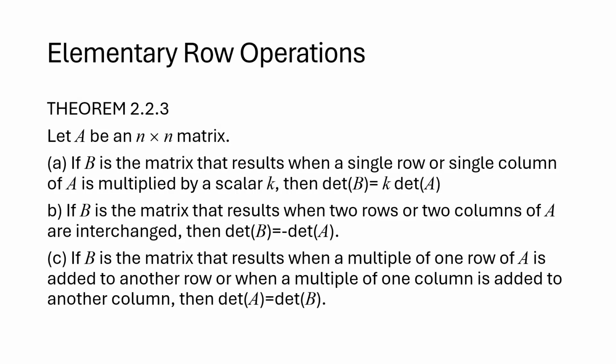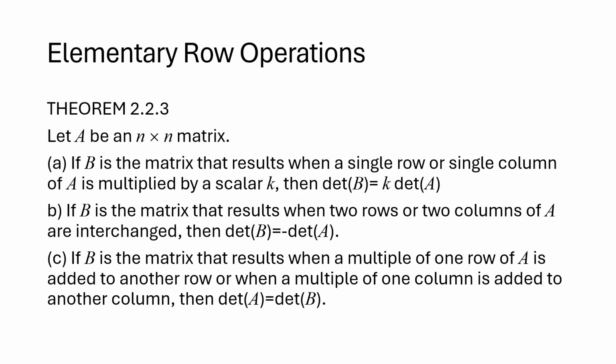So let's have the elementary row operations. The next theorem shows how an elementary row operation on a square matrix affects the value of its determinant. Let A be an n by n matrix. If B is a matrix that results when a single row or single column of A is multiplied by the scalar k, then the determinant of B is equal to k times the determinant of A. If B is a matrix that results when two rows or two columns of A are interchanged, then the determinant of B is equal to the negative determinant of A.